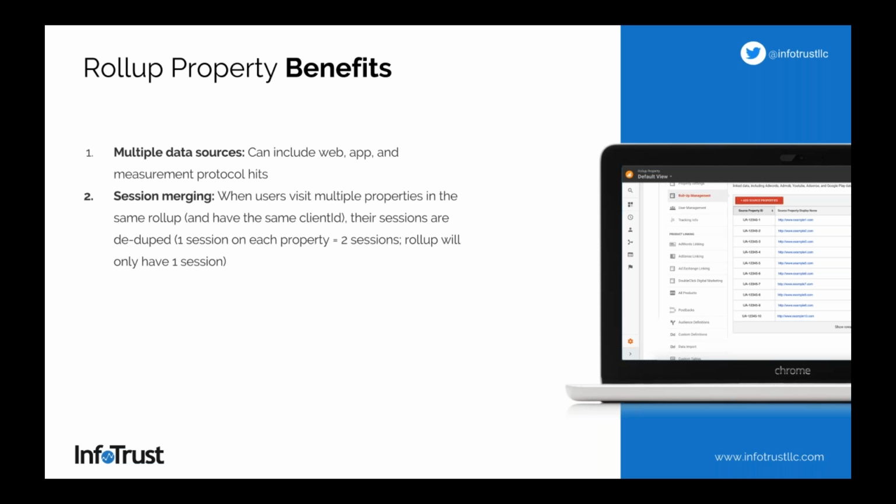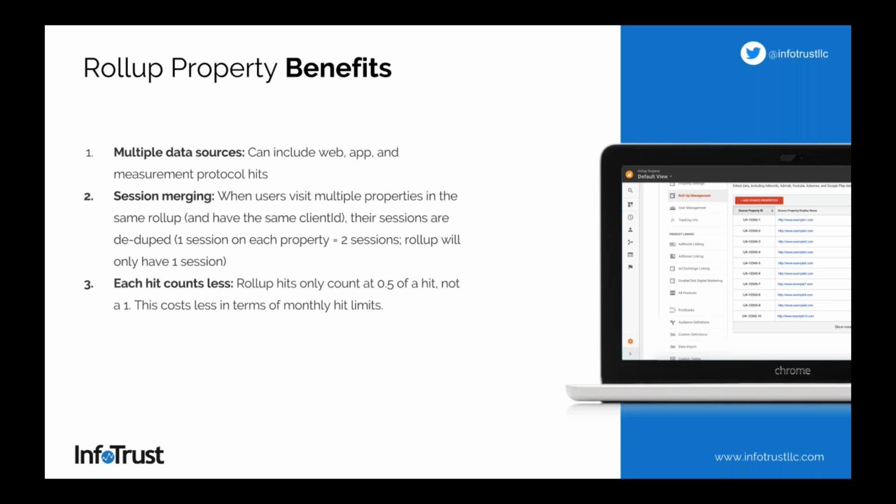Session merging. So this is interesting. When users are visiting multiple properties in the same Rollup, so for instance, if I have 5 different websites that we're rolling up into that one Rollup property, those sessions are actually deduped. So if they visit, let's say, 2 different properties, it'll be a session on each one of those properties, but in the Rollup, it'll only be one session because it's essentially treating that Rollup property as one site. So it's deduping those sessions across the different properties that are being rolled up.